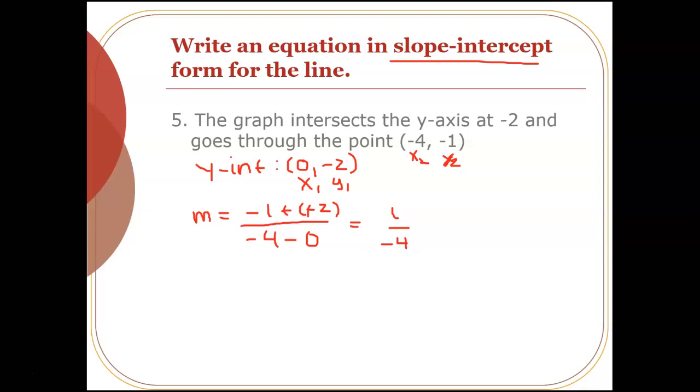My y-intercept is 0, negative 2. So that means my b value is negative 2. So in y equals mx plus b, m is negative 1 fourth, and b is negative 2.